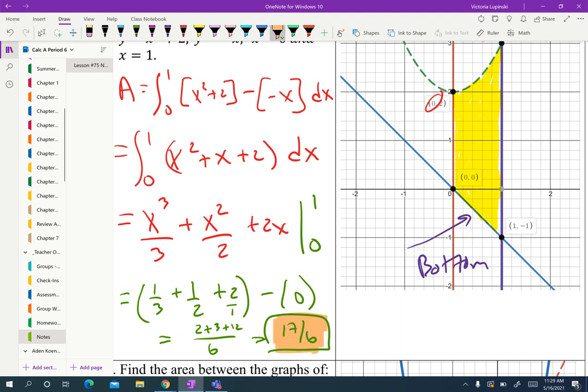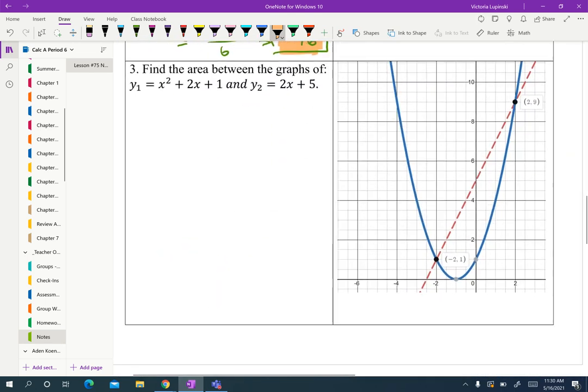So if the graph is already made for you, which I've already told you it will be, then it should be very simple to just identify the top minus the bottom and then go ahead and integrate as per usual. Let's go ahead and take a look here at number 3.